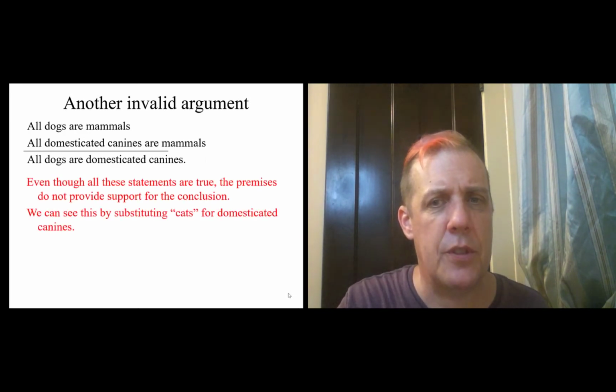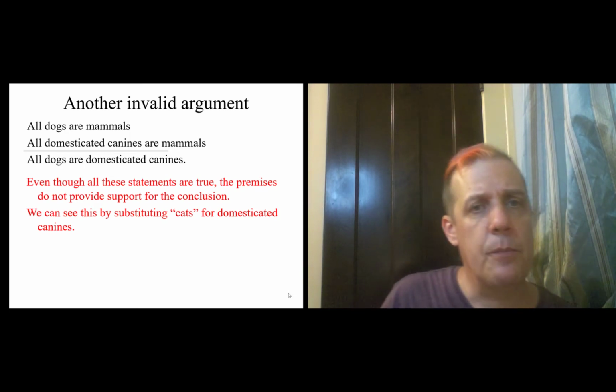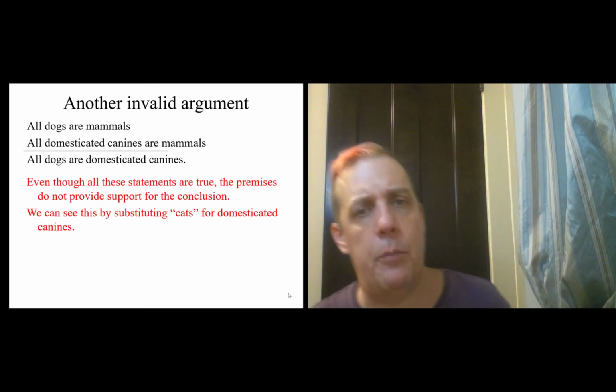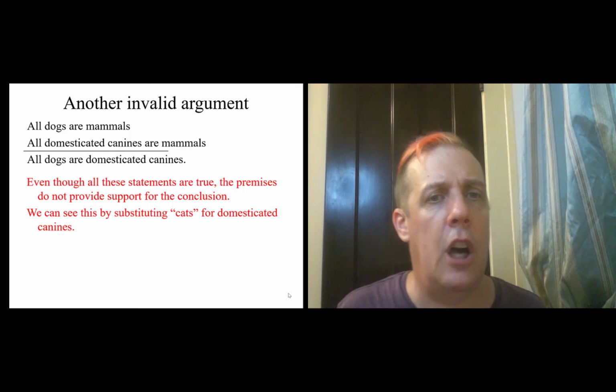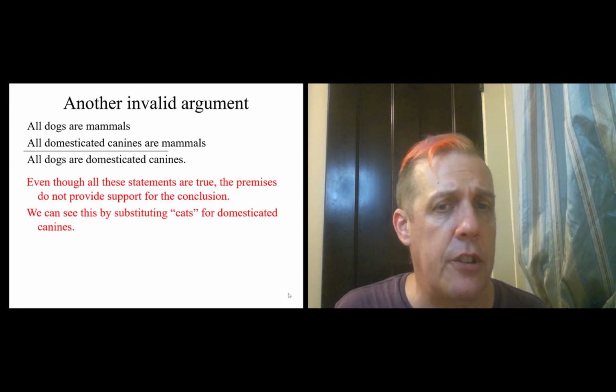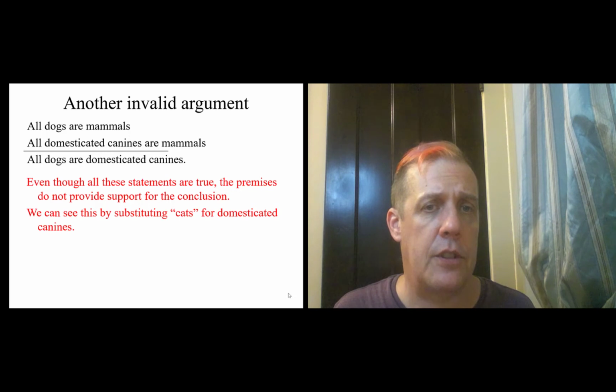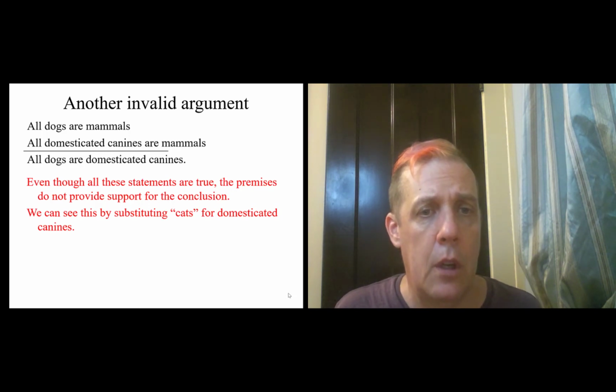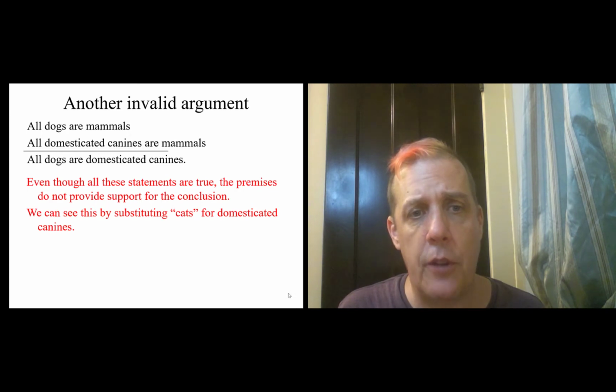You can skip this. Oh, actually, let's not skip this. This is again an example from our sorting. All dogs are mammals. All domesticated canines are mammals. All dogs are domesticated canines. Actually, all the statements here are true. This is like all dogs are Canis familiaris, but the premises don't actually support the conclusion.